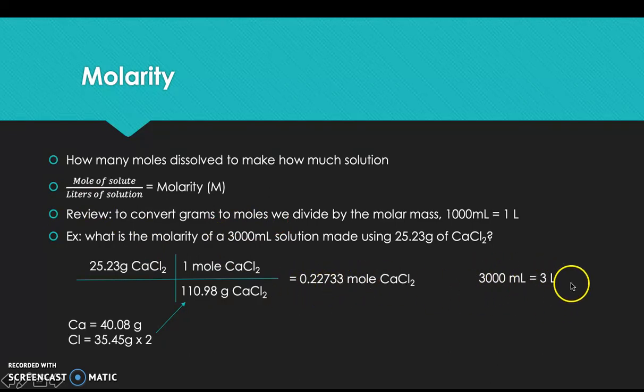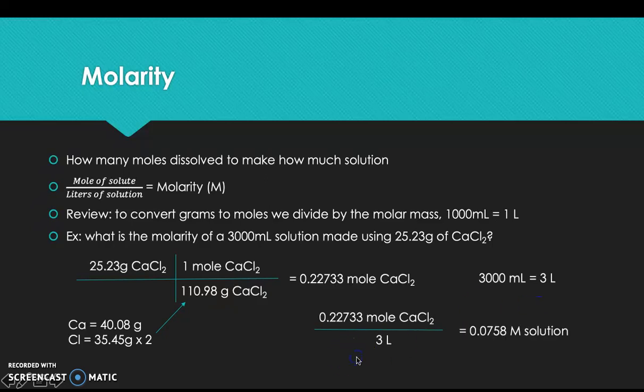Now I've got the top and I've got the bottom, so I set up my equation. I do the math and I get 0.0758 molar solution. So if we were to say this out loud, you just heard me say it, 0.0758. This capital M stands for molar solution. And then we could even go as far as to say it's a molar solution of calcium chloride.